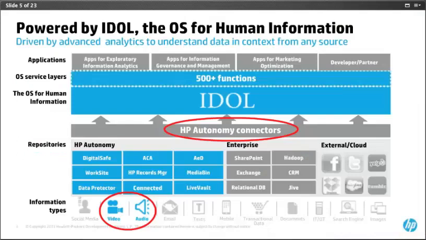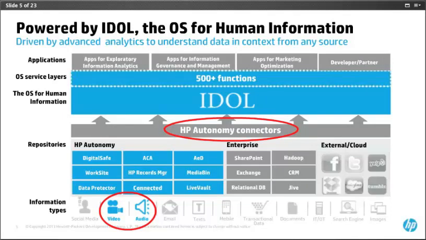So what we're looking at is a slide that describes the IDOL server infrastructure. As you know, IDOL stands for Intelligent Data Operating Layer. It is the operating system for human information that HP Autonomy holds as its flagship product, and it underlies all of the other products that HP Autonomy produces and offers for solutions.